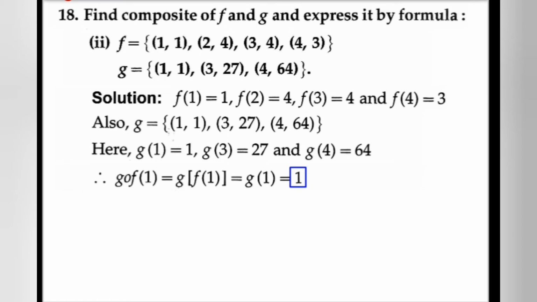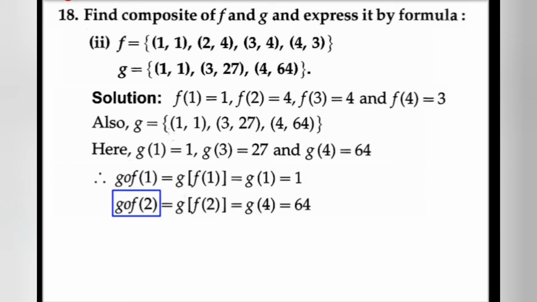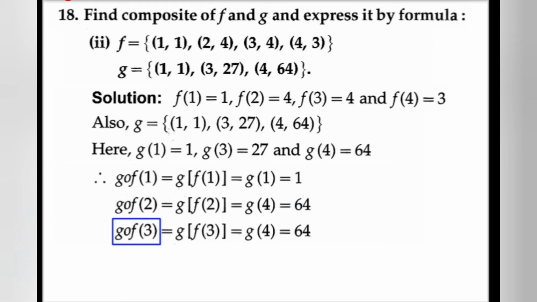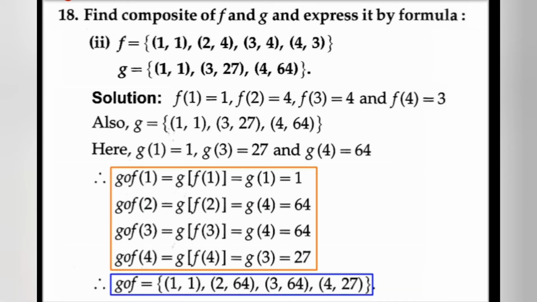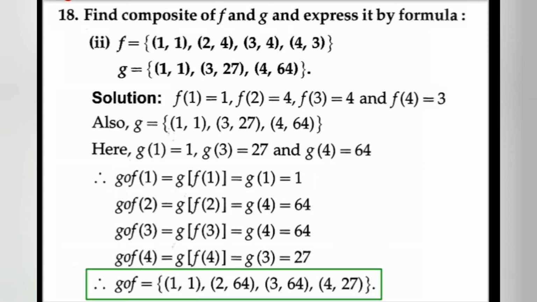Therefore, g of f of 1 would be g(f(1)), that is g(1), which is 1. g(f(2)) would be g(4), which is 64. g(f(3)) would be g(4), which is 64. g(f(4)) would be g(3), which is 27. Therefore, g of f is equal to {(1, 1), (2, 64), (3, 64), (4, 27)}.